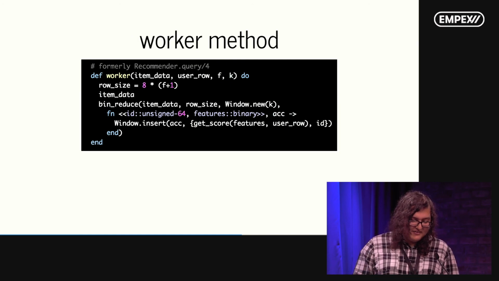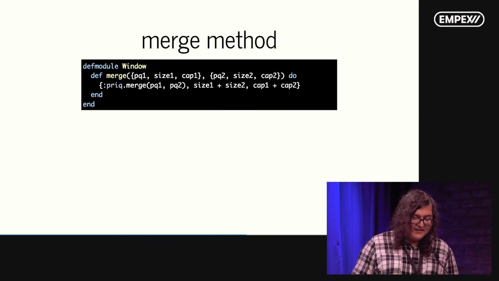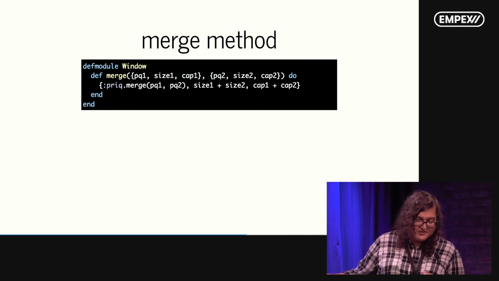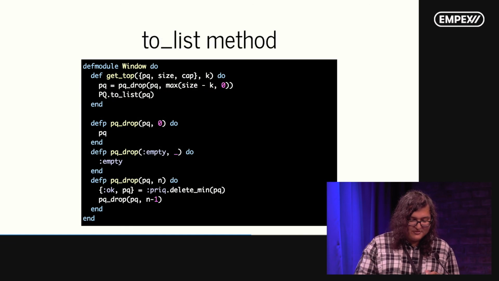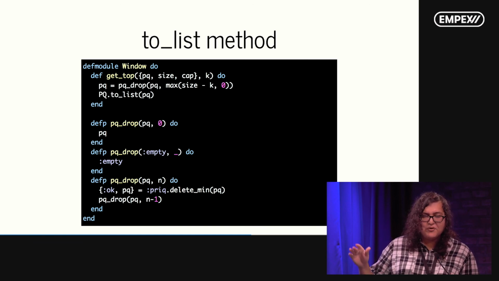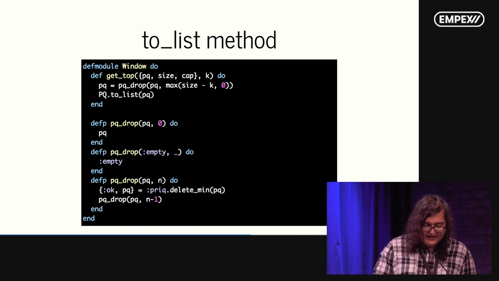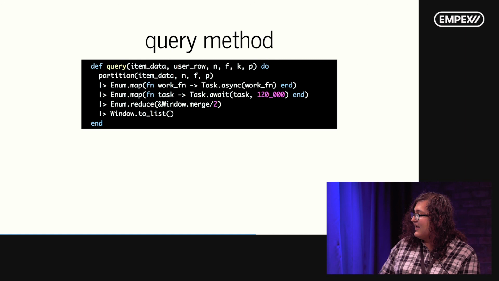And our worker method now looks like this. We've just removed the toList at the end of it. And we've added this merge method, which uses the priority queue merge and just adds the sizes of the windows together. This toList method isn't really that important. It's actually called getTop because we remove the elements that we don't care about from the window and then give you the top K. And now our query looks like this, and it's a lot nicer looking.